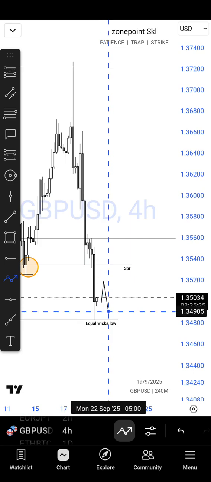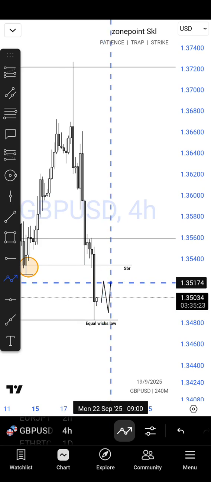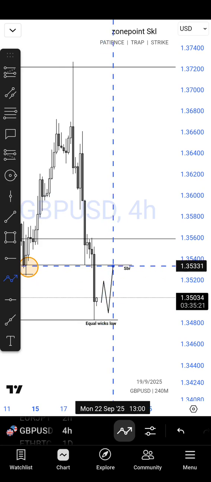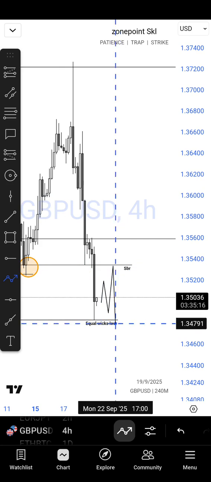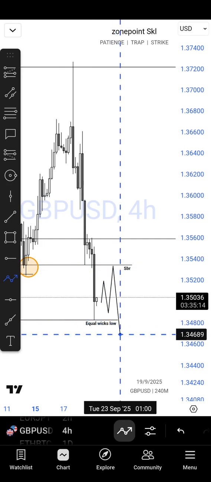Did something like this, create a liquidity close to our key level, tapped into this key level and push down to take this equal low out.